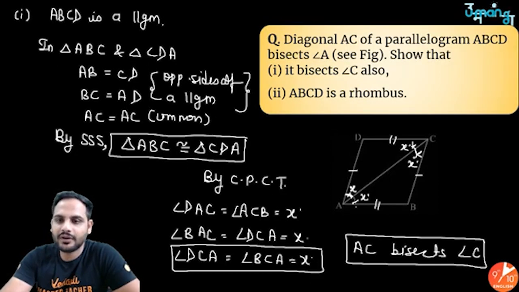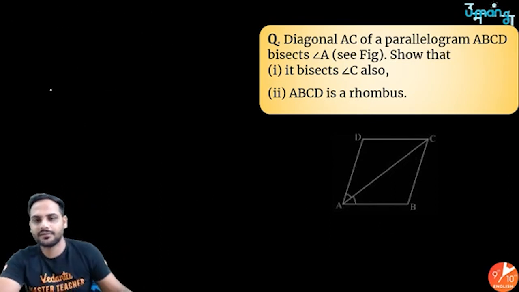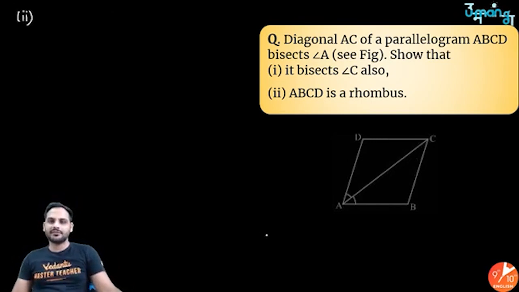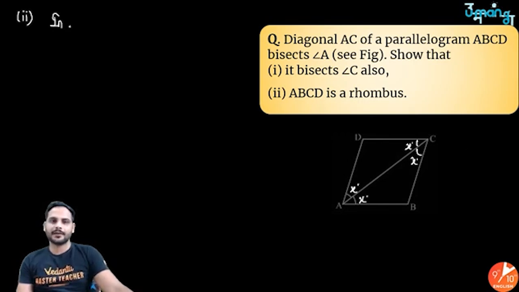ठीक है, अब बोल रहा है कि prove that ABCD is a rhombus. Second part के लिए we have to prove a parallelogram to be a rhombus. So I need one pair of the adjacent sides to be equal. So let us say if it is x degrees, this is also x. This is x degrees, this is also x. Correct? So now I will take triangle ADC, in triangle ADC and triangle ABC.